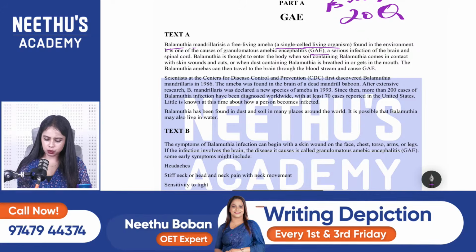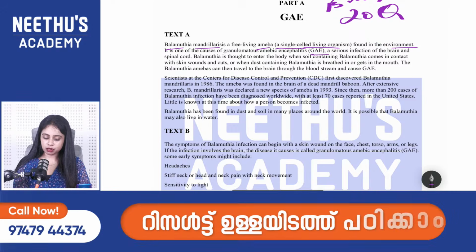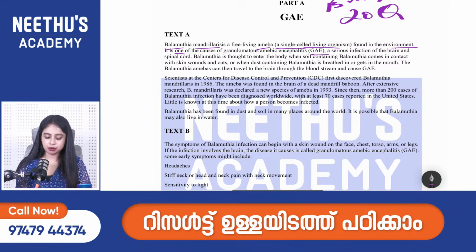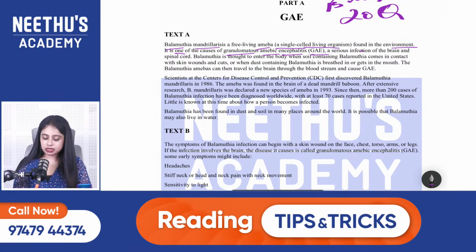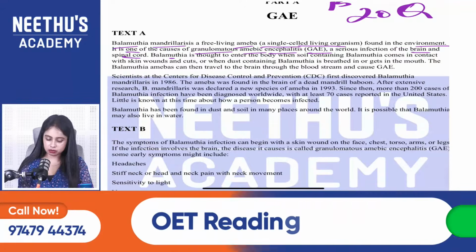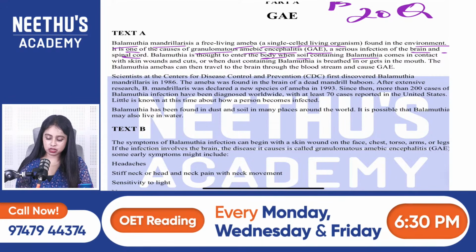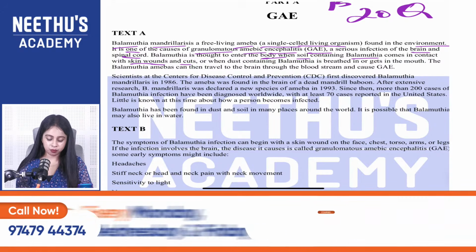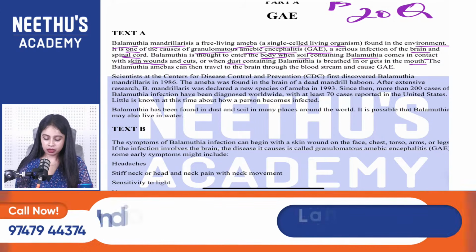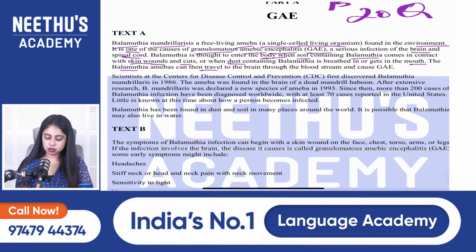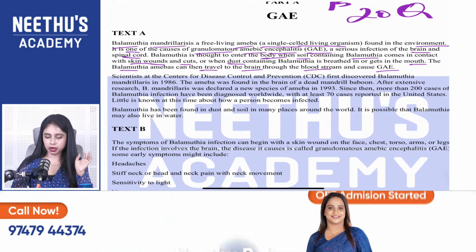So I'm just underlining the word that indicates the name of a particular thing. An amoeba. Found in the environment. It is one of the causes of granulomatous amoebic encephalitis, that is GAE, a serious infection of the brain and spinal cord. Balamuthia is thought to enter the body when soil containing Balamuthia comes in contact with the skin, wounds and cuts, or when dust containing Balamuthia is breathed in or gets in the mouth. The Balamuthia amoebas can travel to the brain through the bloodstream and cause GAE. So these are my keywords from the first paragraph.